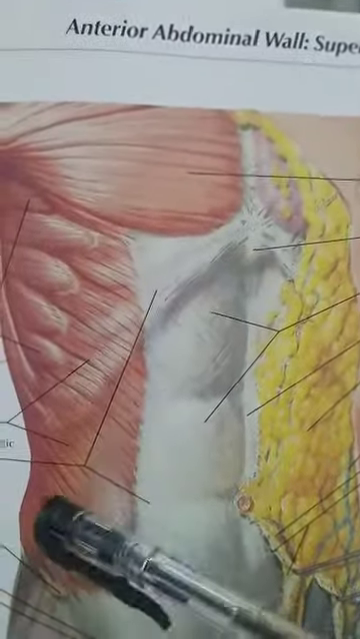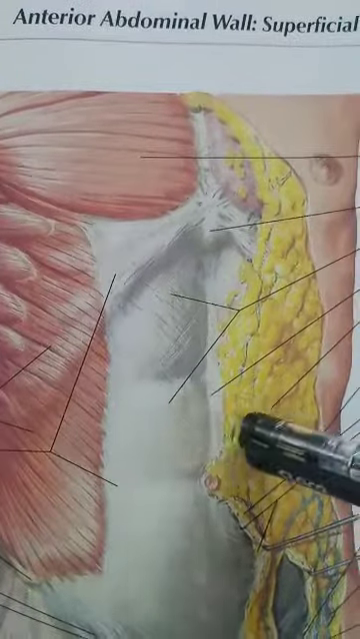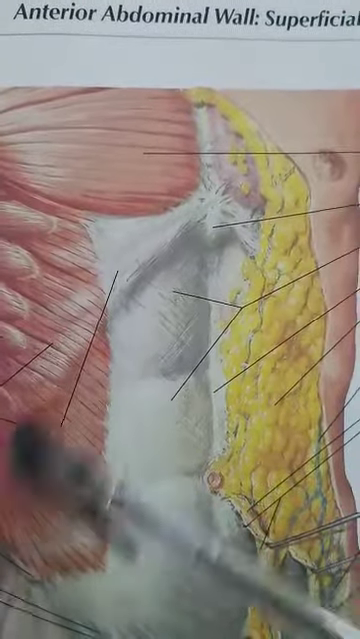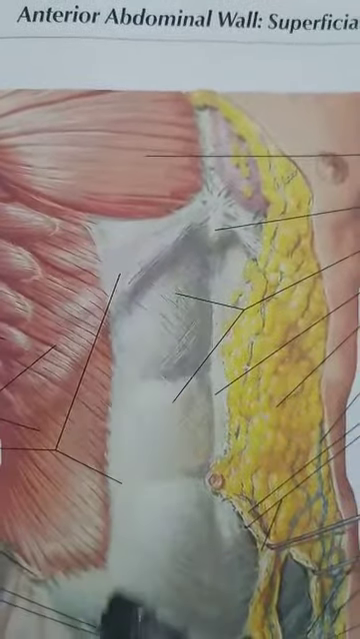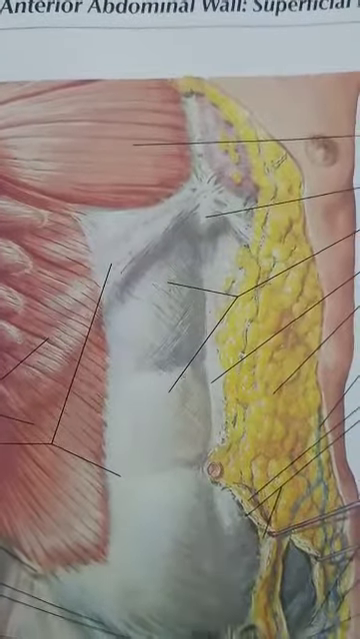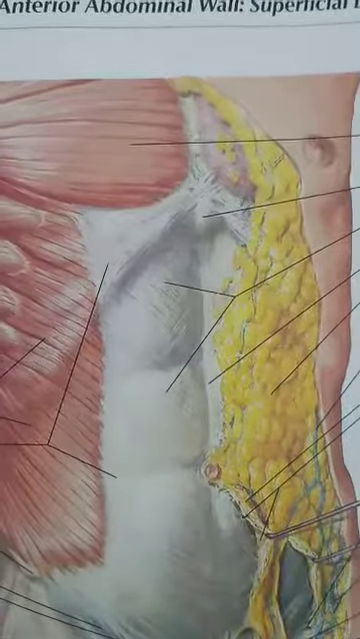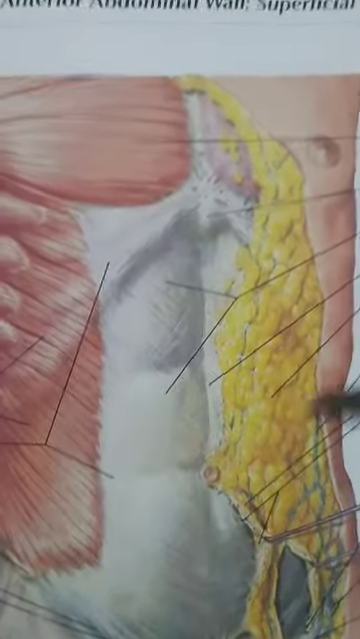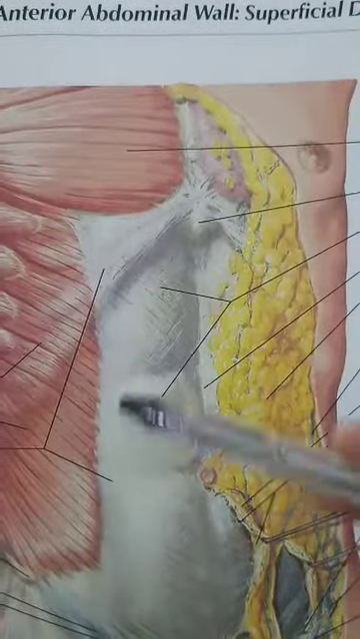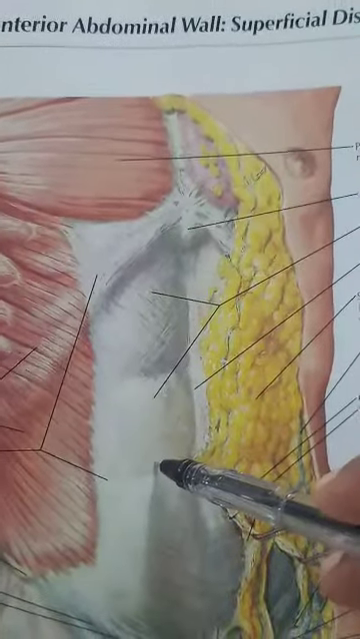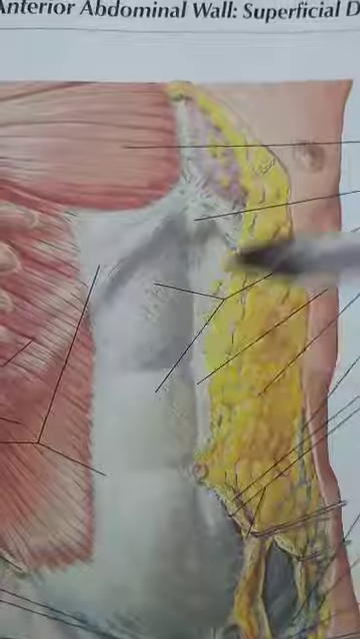Then here we can see the abdomen. On either side there will be a muscular layer. Muscles can be seen under the abdominal wall, and in the central part we can see this white color region. This is known as the rectus sheath, and inside the rectus sheath we can see one muscle, that is the rectus abdominis muscle.